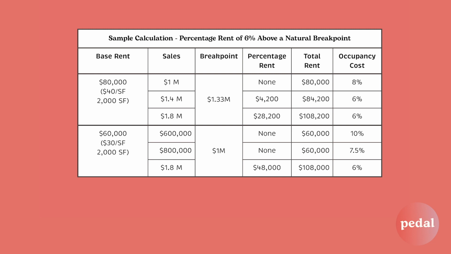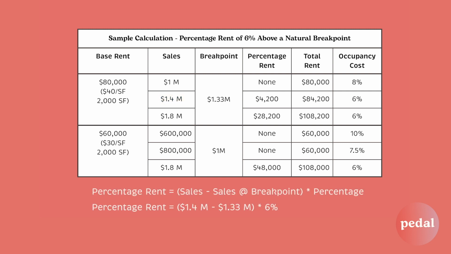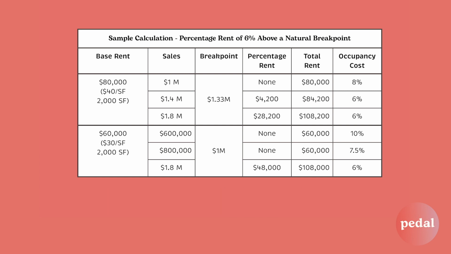$80,000 is 8% of $1 million. If we do $1.4 million in sales, we've exceeded the natural breakpoint. So we owe 6% of the difference between 1.4 million and the breakpoint, or 1.33 million. The difference is $70,000. 6% of $70,000 is $4,200. So the total rent was that original $80,000 plus $4,200, $84,200. And your occupancy cost is fixed at 6%.